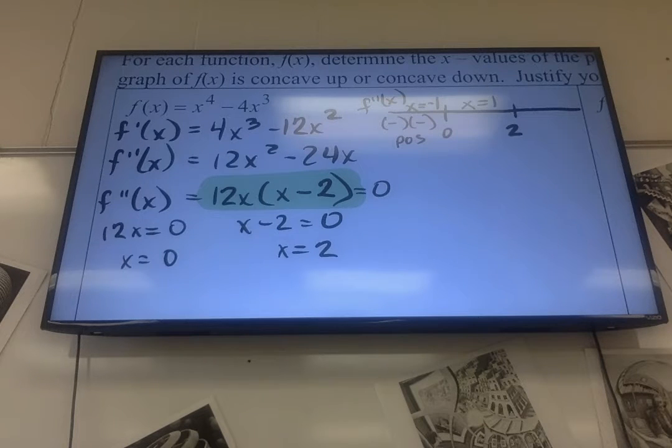Okay, if I plug in 1, it would be positive and negative, so it's negative. Then 3, write it out. Positive and positive, right? Yep.